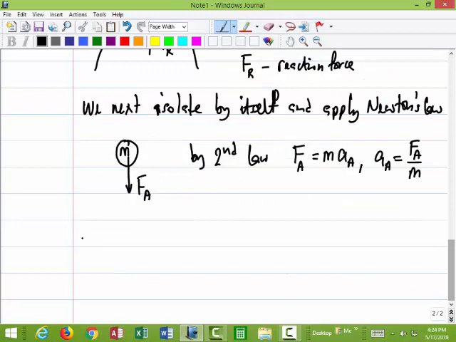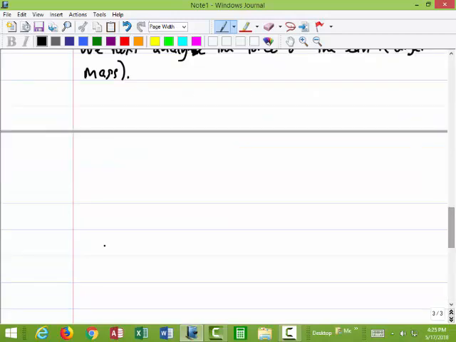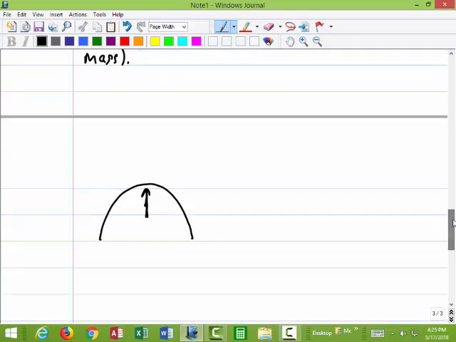We next look at the larger mass, which is the earth. So we've already drawn the earth this way. We said the force acting on it is going to be pointing that way. It's the opposite. It's the reaction force to the action force of the falling object. So the earth has a large mass, uppercase M. So this is the reaction force.